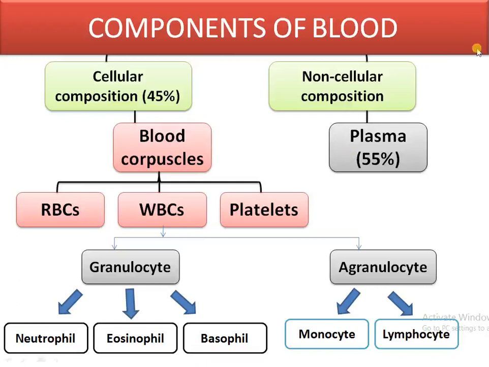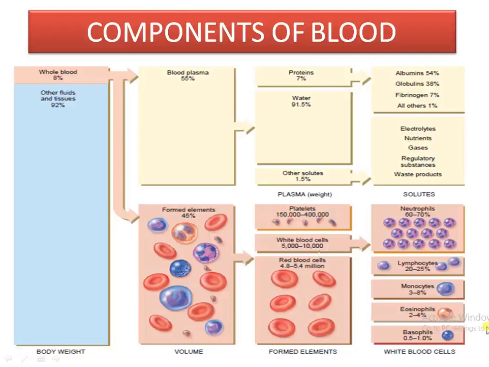Blood consists of cellular as well as non-cellular components. Cellular components including blood cells, RBCs, WBCs, platelets. Non-cellular components including plasma, which makes up to 55%. WBCs, on the basis of presence or absence of granules, they are classified as granulocytes or agranulocytes. Granulocytes are neutrophil, eosinophil or basophils. Agranulocytes are monocyte or lymphocytes.